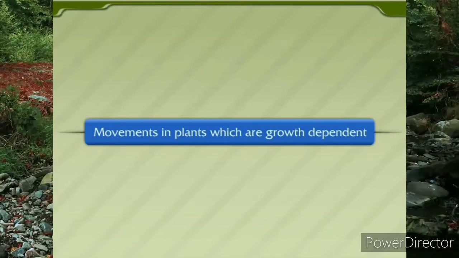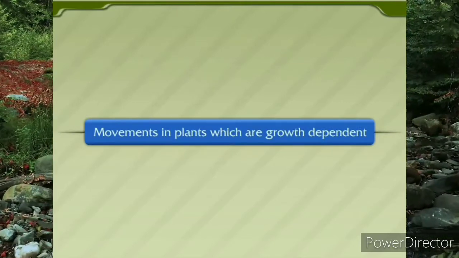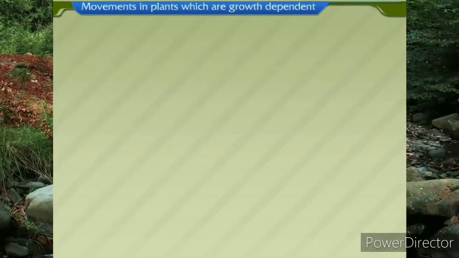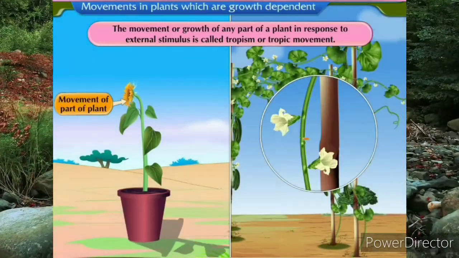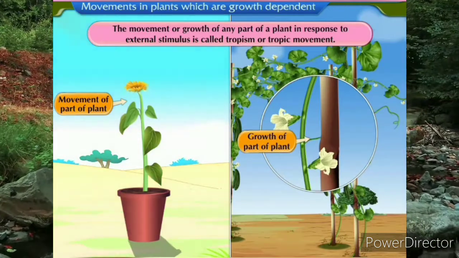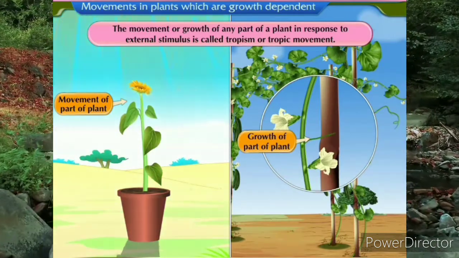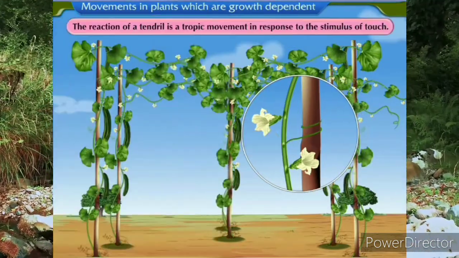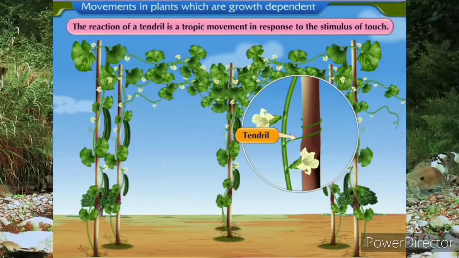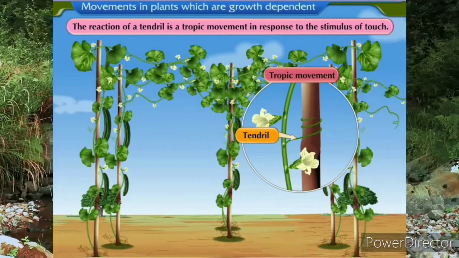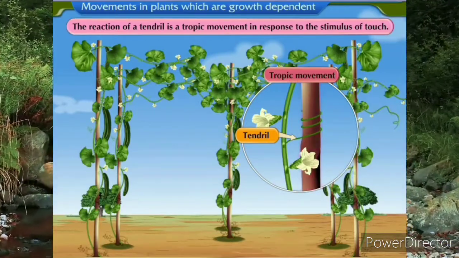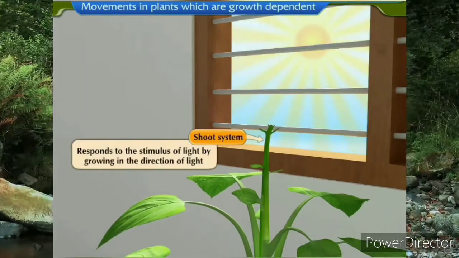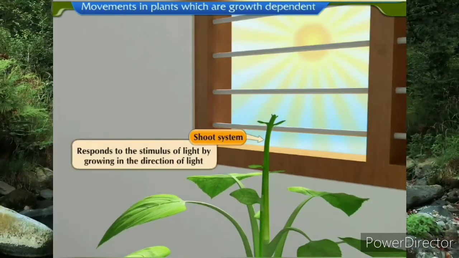Movements in plants which are growth-dependent. The movement or growth of any part of a plant in response to external stimulus is called tropism or tropic movement. The reaction of a tendril is thus a tropic movement in response to the stimulus of touch. The shoot system of any plant responds to the stimulus of light by growing in the direction of light.